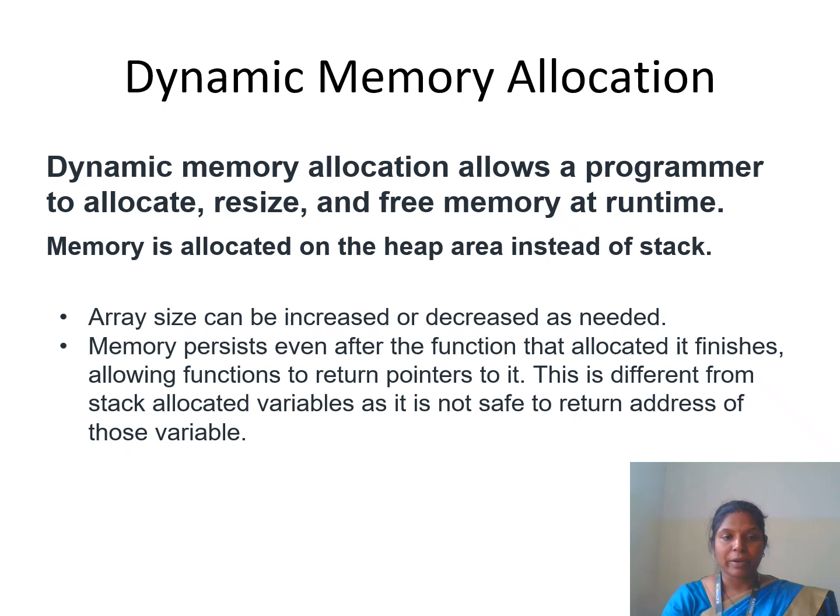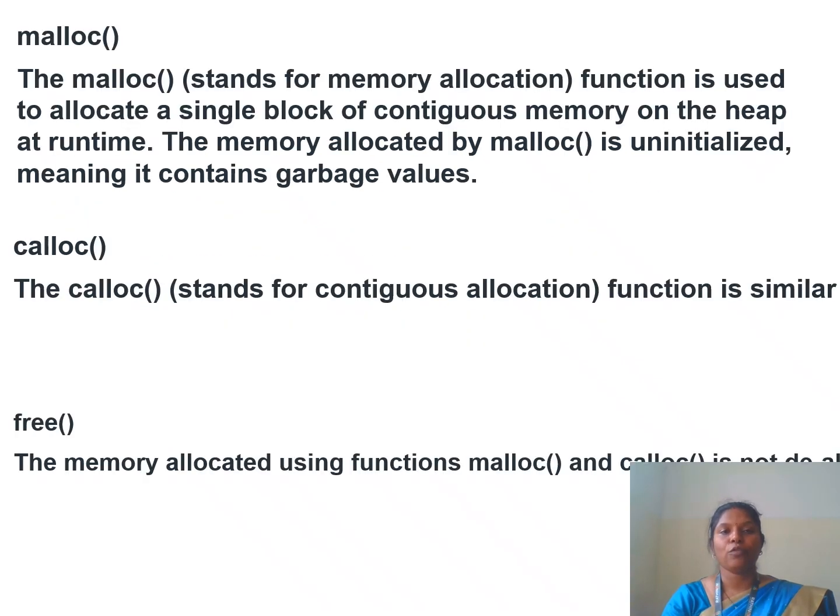And in dynamic memory allocation, memory persists even after the function that allocated it finishes, allowing the function to return pointers to it. This is different from the stack allocated variable, where it is not safe to return the address of those variables. There are four functions.